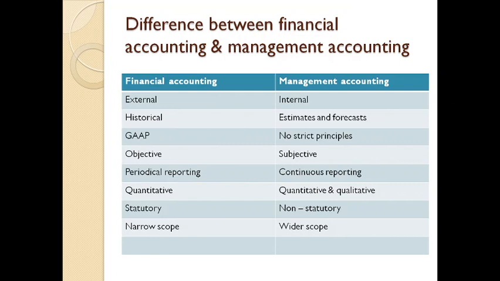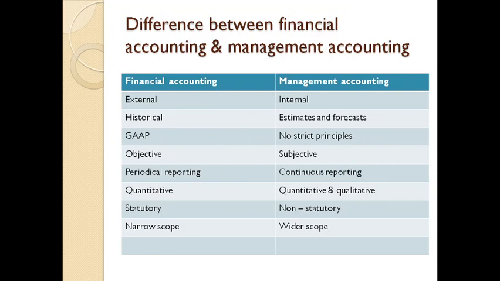Next point of difference is coverage. Financial accounting reports cover the entire organization as a whole, whereas management accounting reports cover the organization as well as its segments like departments, products, etc. Because it is that part of management which helps in decision making. Thus, it has to deal with all the areas of the organization.